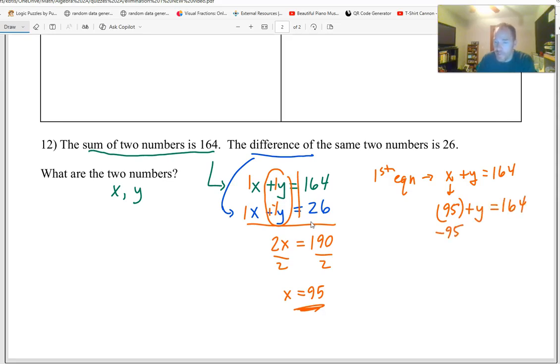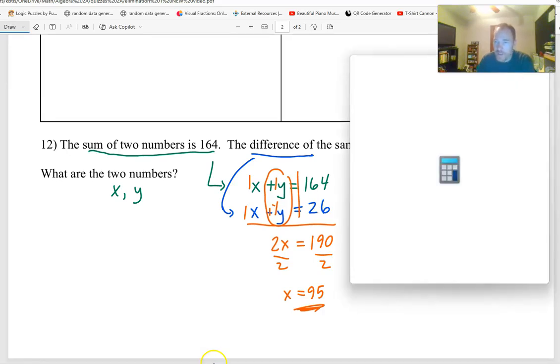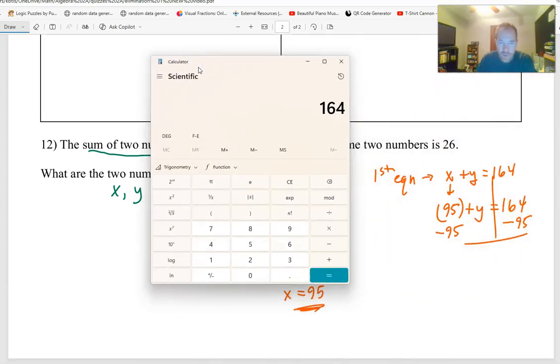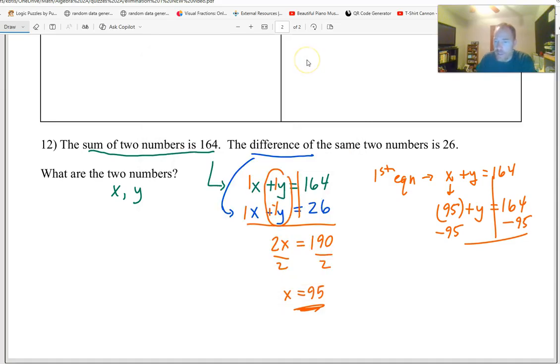I can subtract the 95, and oh boy, I don't know if I can do that mental math. Let's grab the calculator here. What is 164 minus 95? I feel like I should be able to do that. 69. Okay, so y equals 69, and then of course let's check the second equation.